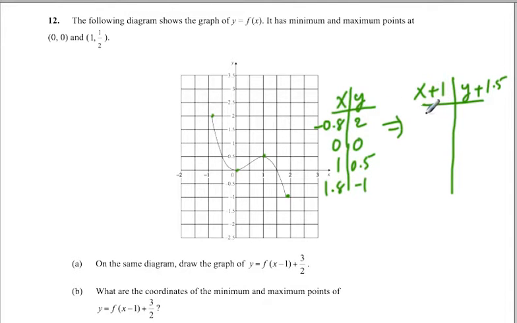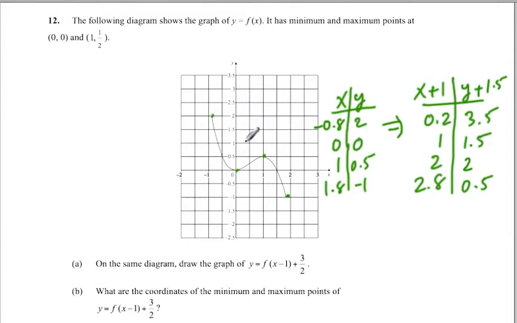So what I'm going to do is, this is negative 0.8 plus 1. So this is going to be 0.2. 0 plus 1 is 1. 1 plus 1 is 2. And 1.8 plus 1 is 2.8. Now for the y values, 2 plus 1.5 is 3.5. 0 plus 1.5 is 1.5. 0.5 plus 1.5 is 2. And negative 1 plus 1.5 is 0.5. So what we're going to do is just plot this.